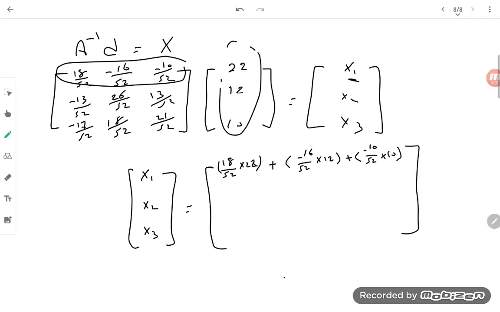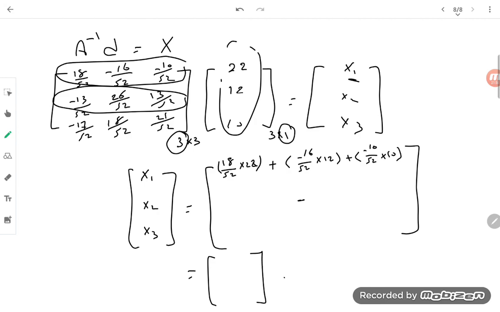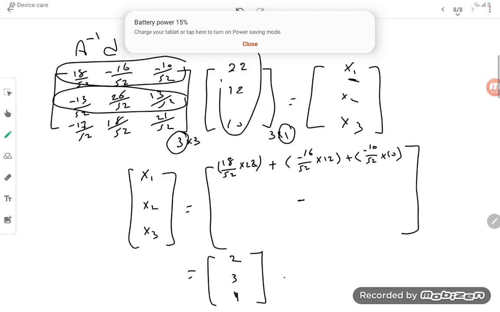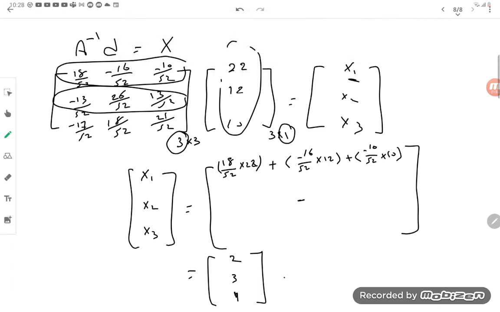And we are going to do the same with respect to x2. So we are going to multiply this row with the same column. And with respect to x3, we are going to multiply the last row with the D column. Okay, this is a 3 by 3 matrix and this is a 3 by 1 matrix. So we are going to get a 3 by 1 vector. So the values of x1, x2, and x3 will be 2, 3, and 1. So the final answer will be 2, 3, and 1.